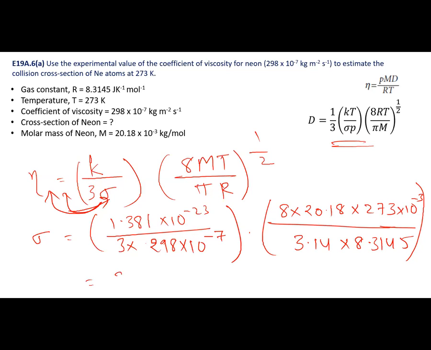So you should get 2.01 times 10 power negative 19 meters square, or 0.201 nanometer square. So given the fact that if the diffusion coefficient or the viscosity is given, we can calculate the collision cross section, or if the collision cross section is given, we should be able to calculate the transport properties.